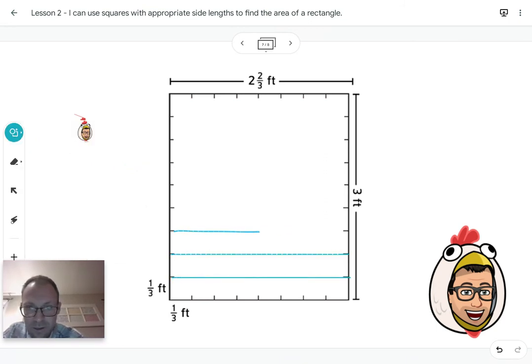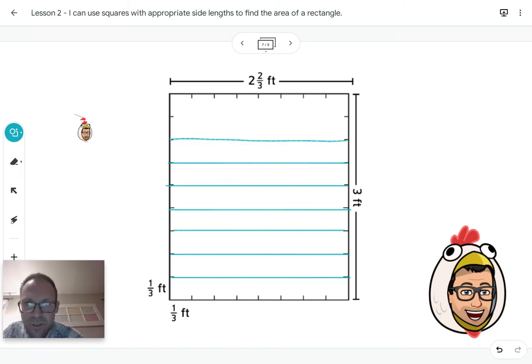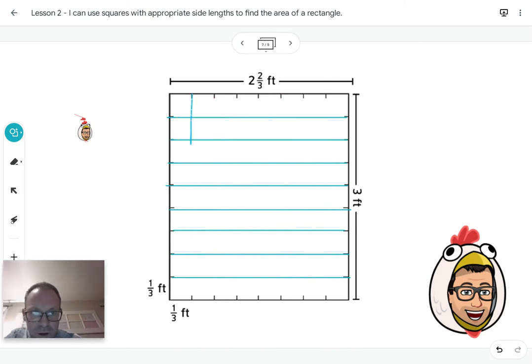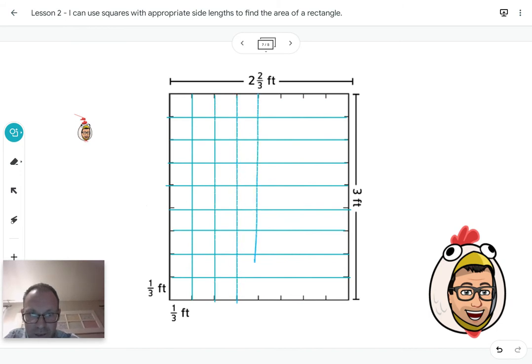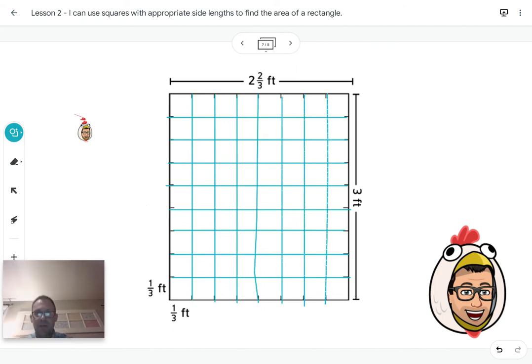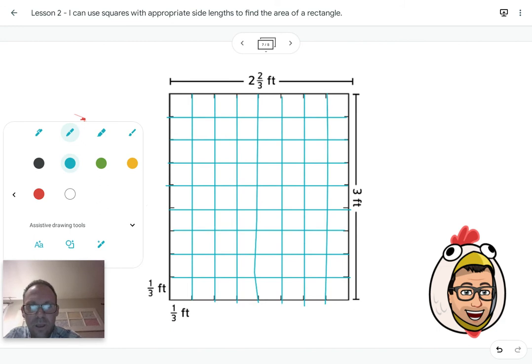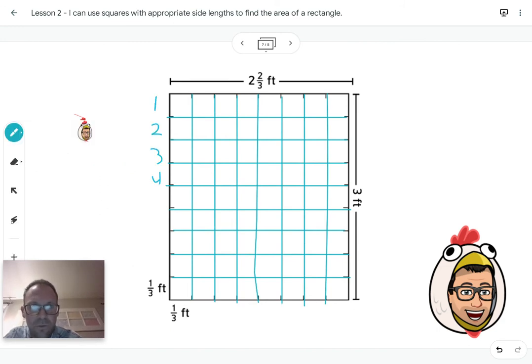Let's make our map of this chicken coop and plan, as good carpenters do, for how many tiles we'll need. And we're using 1/3 of a foot on each side tiles, 1/3 foot square tiles, because the length of this coop is 2 2/3 feet. And that's our clue. So that middle line there is not very good, but we'll ignore it for now. Okay, let's see. We have 1, 2, 3, 4, 5, 6, 7, 8. We have 9 rows. And we have 1, 2, 3, 4, 5, 6, 7, 8 columns.